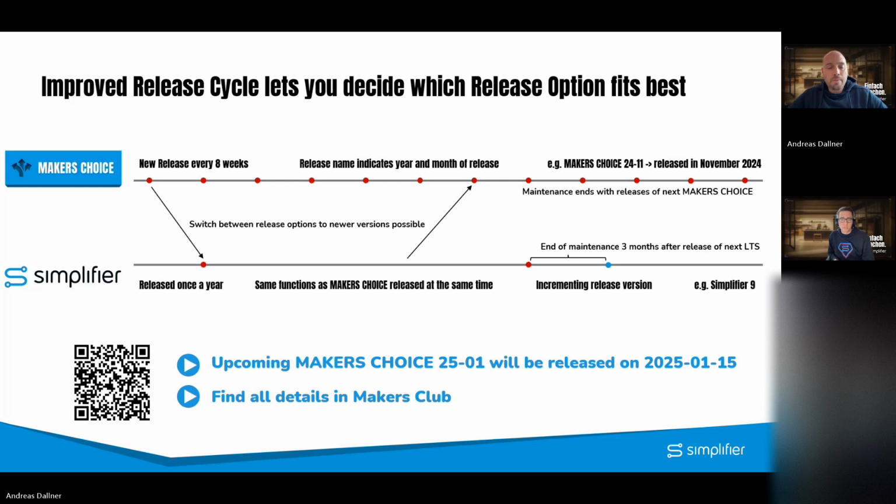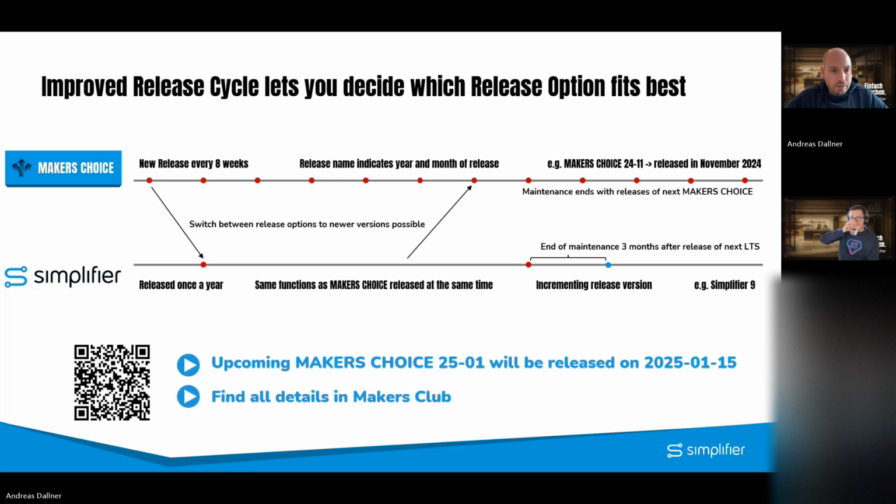Yeah, what didn't change was the end of maintenance, that we have this overlap between two LTS releases of 3 months. So you already know this from previous releases, and that remains. And for the Maker's Choice, it's just like for EHP, that once we release a new Maker's Choice release, the support for the previous one ends. So no change there. Maybe one small addition on that. So as Ben mentioned, the confusion that there was on all sides.